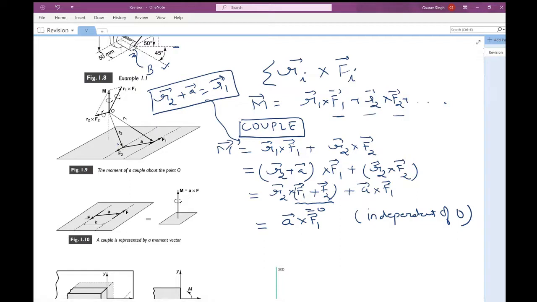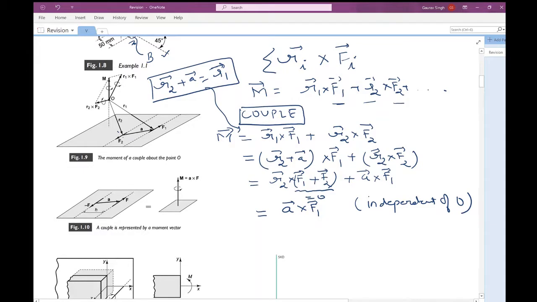And there are widespread applications of this particular situation. So let's look at this in slightly more detail. Look at figure 1.10. Okay, and then you have it. So there are two forces acting in this form, a couple as we have defined, and then this can be replaced by a moment vector. You have already done this in your first year mechanics course, and hence I am writing it in this form.